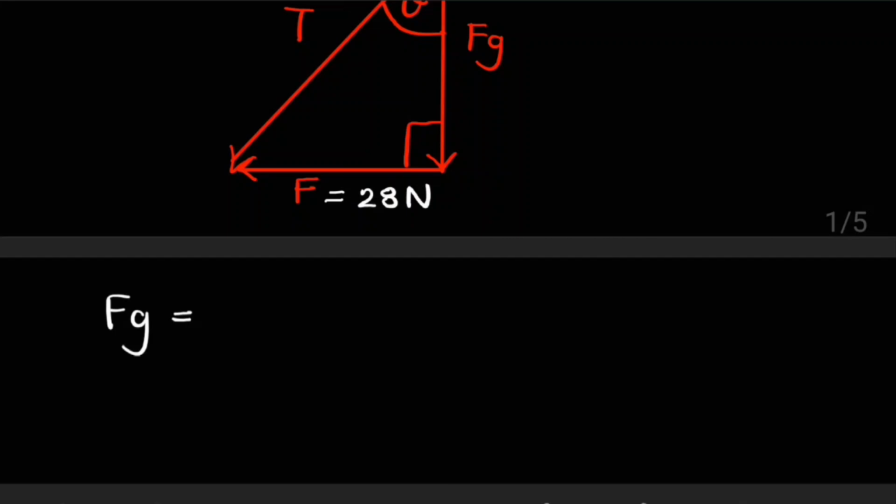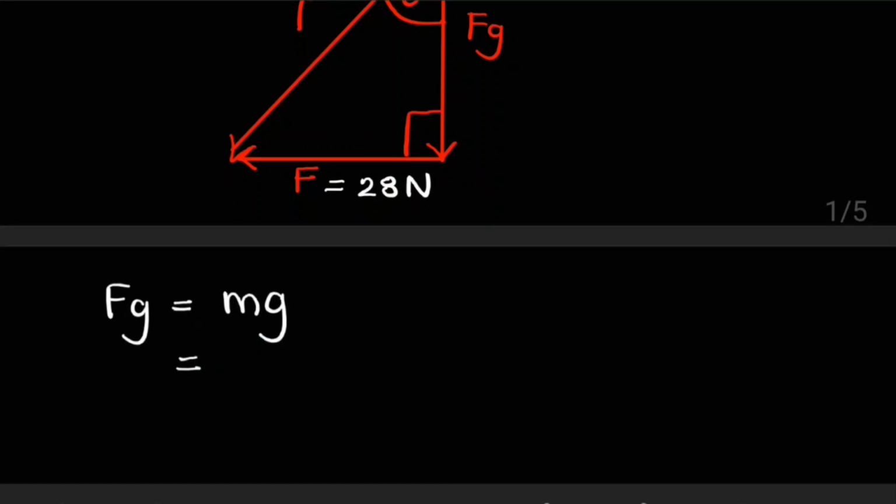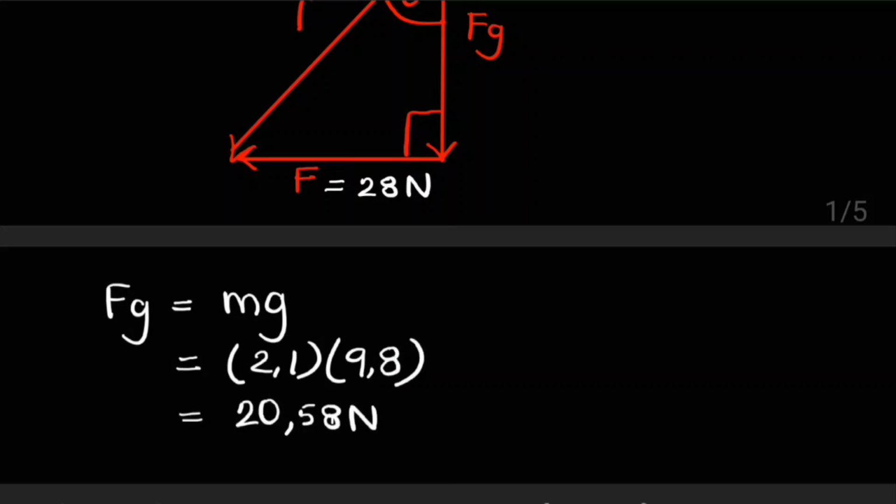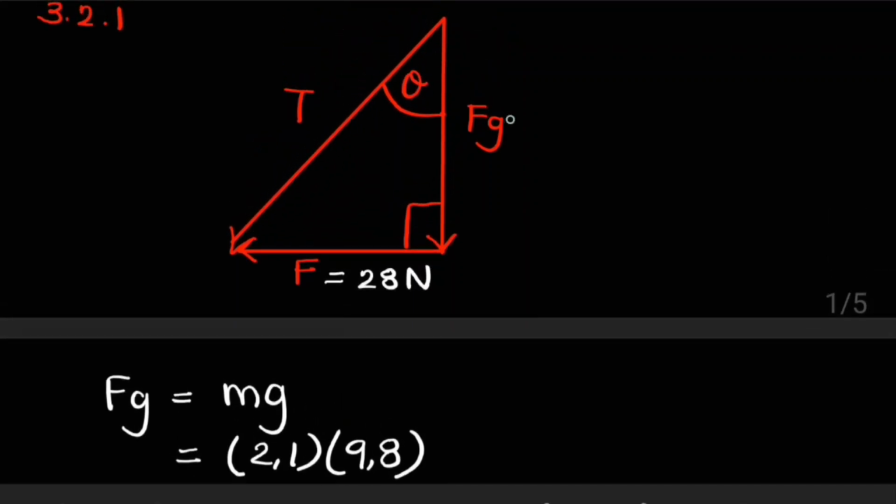Remember that Fg is basically the weight of the object. It's the force of gravity, which is equal to mass times gravity. So the mass was 2.1, gravity is 9.8. We're going to multiply these two together. So we get 20.58 newtons. Let's fill that in on this diagram.